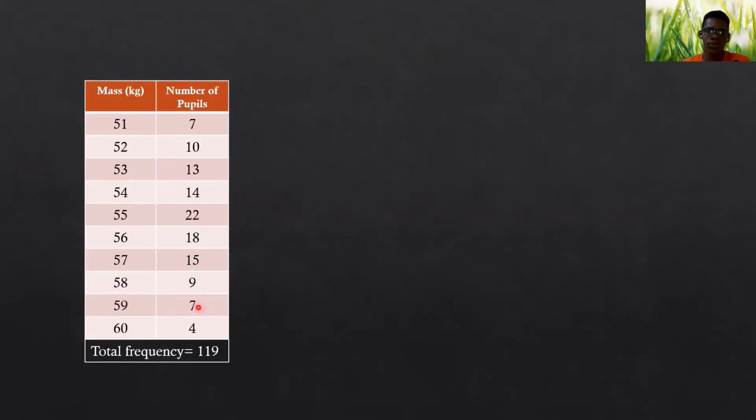Right before you is a frequency table of masses of students and number of pupils. The total frequency is laid out below as 119. What I want you to do is to give me Q1, Q2, and Q3 for this data set, the first, second, and third quartile. That will take us to the end of class.